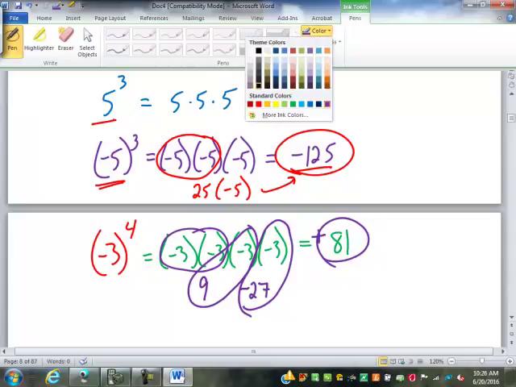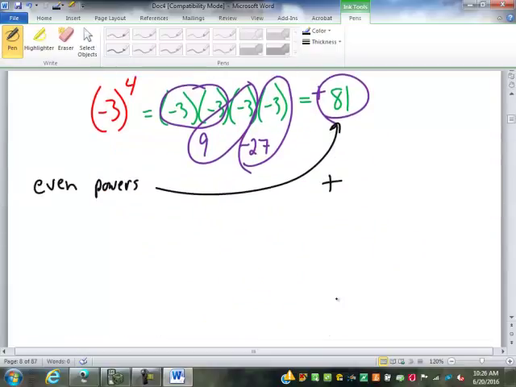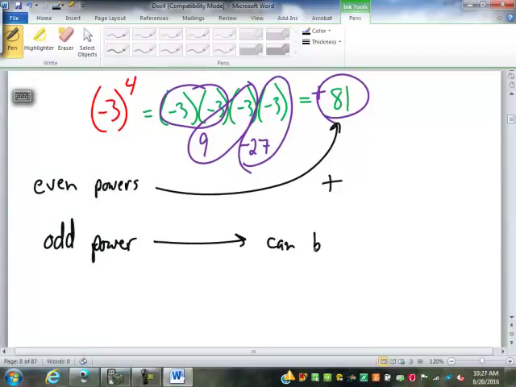Ah, you caught the pattern. Even powers are always going to give a positive result, because there's an even number of negatives, and they cancel out as you multiply them together. If it's an odd power, it can be negative, but only if the number you start with is negative, right? If you take a positive 7 to the third power, it's going to be positive no matter what, because you started with a positive.